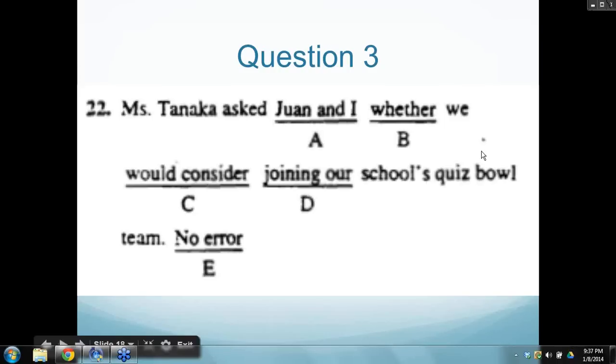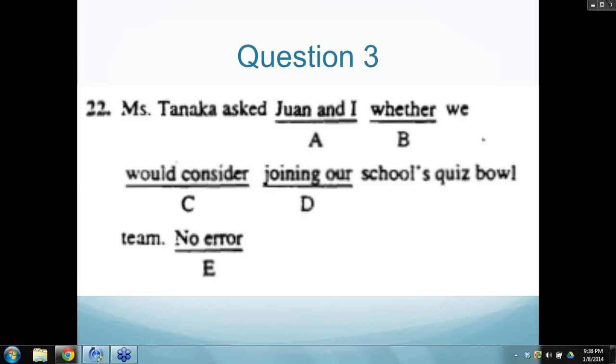A few more seconds. Some people are still thinking. Okay, well done. The answer is A, okay? And a lot of people chose that right out of the gate. The error is A, because it should be Juan and me. The reason why? It's the object in the sentence. Ms. Tanaka is the subject. She's asking us to do something. So we are the object in the sentence. So Ms. Tanaka asked Juan and me whether we would consider joining our school's quiz bowl team.